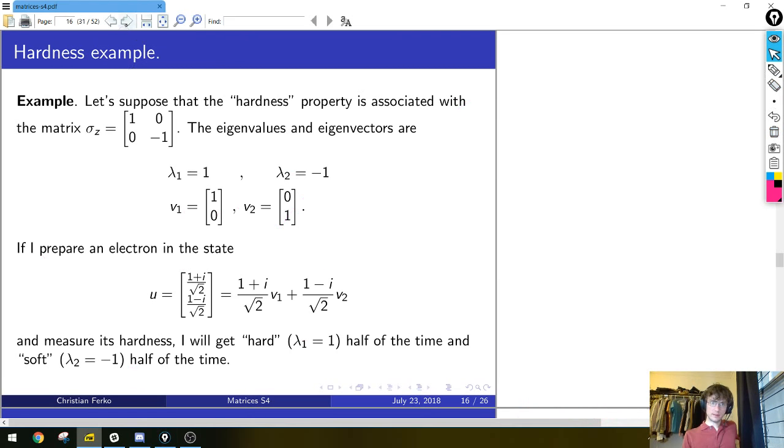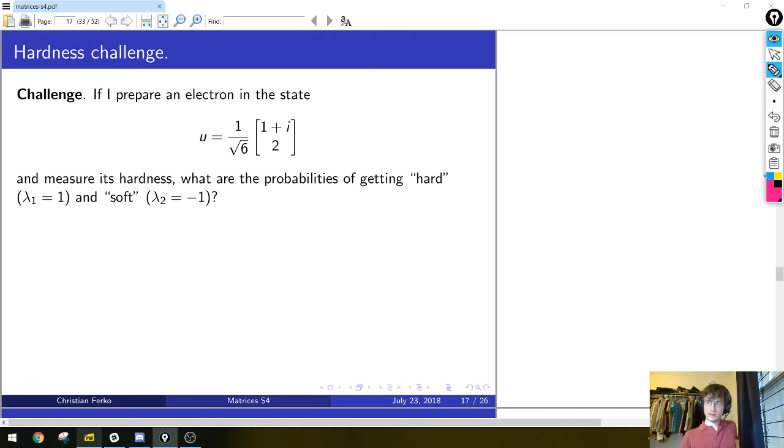Okay, then I will ask you to apply this to an example. Suppose, where I've actually normalized it properly this time, I prepare an electron in the state 1 over root 6 times the vector (1 plus i) upstairs and 2 downstairs. So what are the probabilities of getting hard, where again, remember, hard is associated with the eigenstate (1, 0), and soft is associated with (0, 1)? What are the probabilities? I do not totally understand normalizing. That's fine, just divide by the sum then, since I haven't normalized it properly.